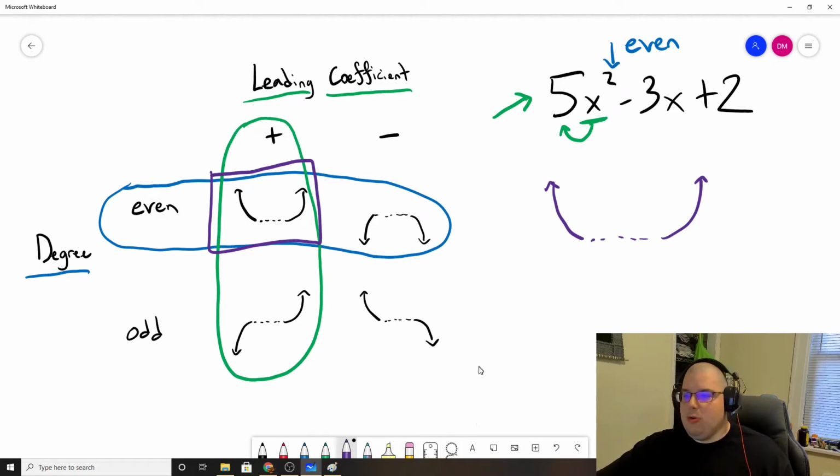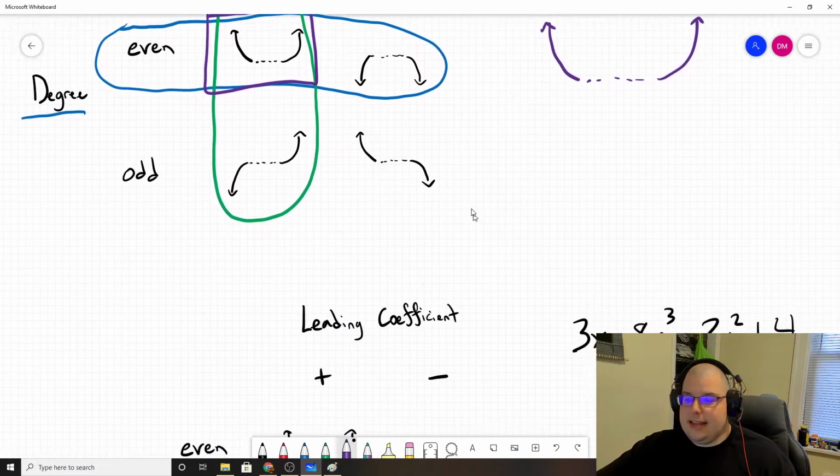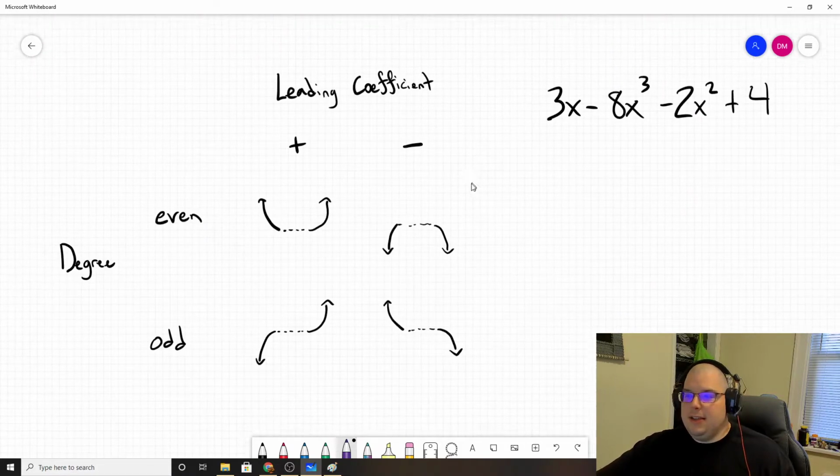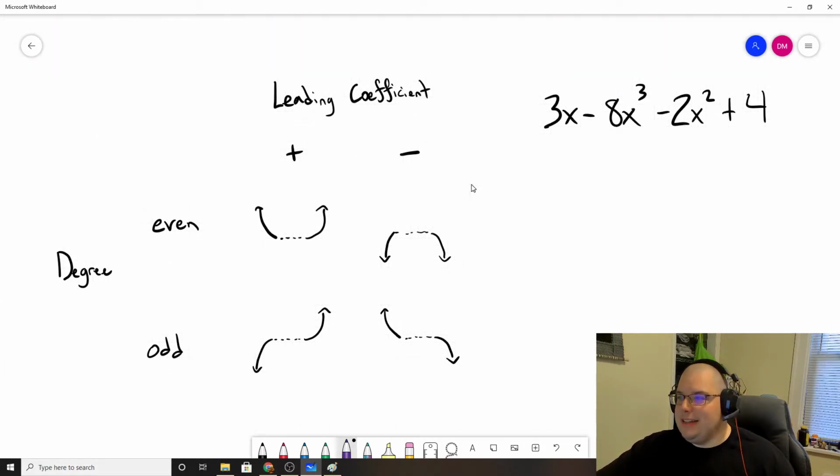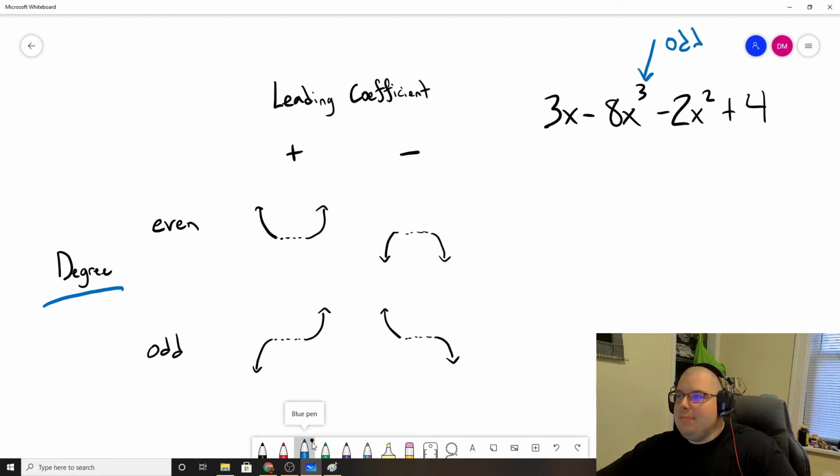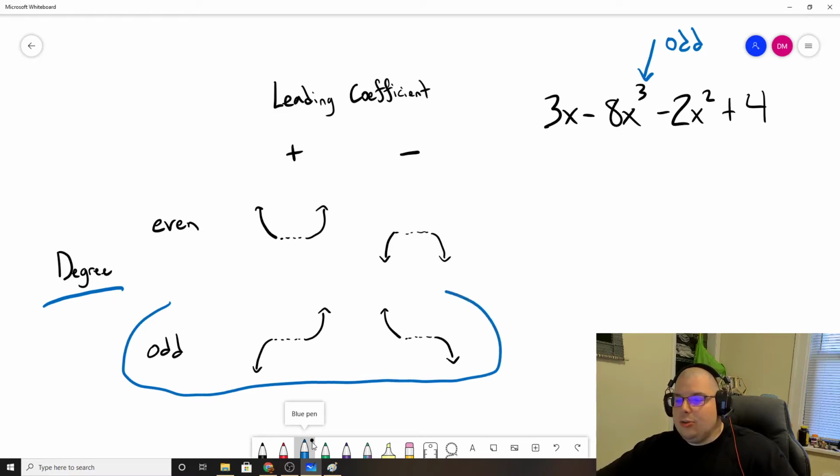I've got 3 more examples to do. Let's get to the next one. This problem's 3x minus 8x cubed minus 2x squared plus 4. Now, like I said before, the first thing we've got to do is find the degree. That's the largest exponent, which in this case is this 3. And 3 is an odd number. So we're going to go ahead and circle the odd row.